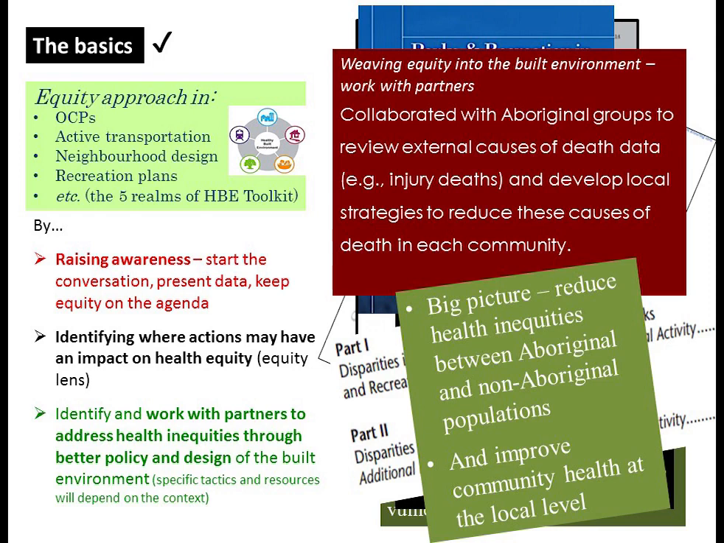Second to last example here, this one is looking from a public health perspective at parks and recreation. So what these guys did was they looked at the disparities in the distribution of access to public parks and recreation facilities, and the disparity in the condition of those, and then the link to physical health and wellness.